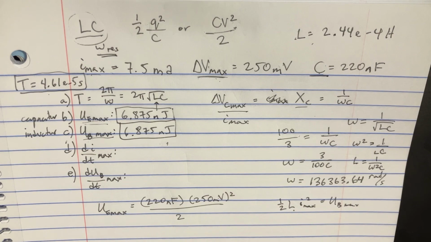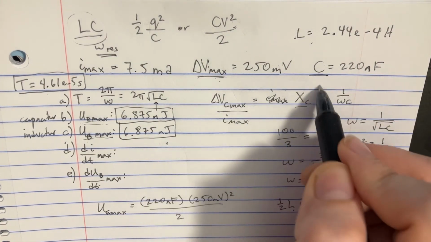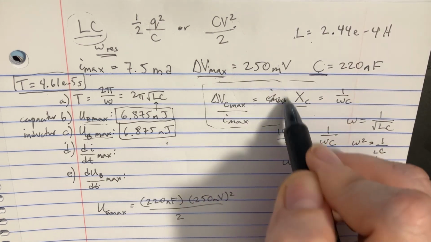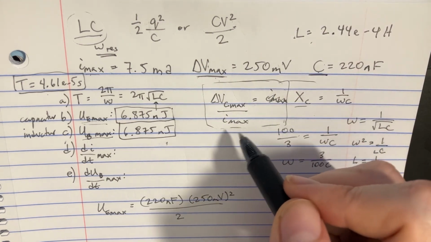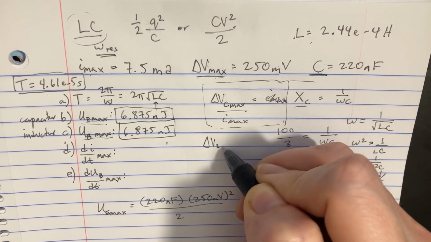Perfect. Now for di over dt max, well, we had this equation for the voltage of a capacitor, but there's another equation for the voltage of the inductor.